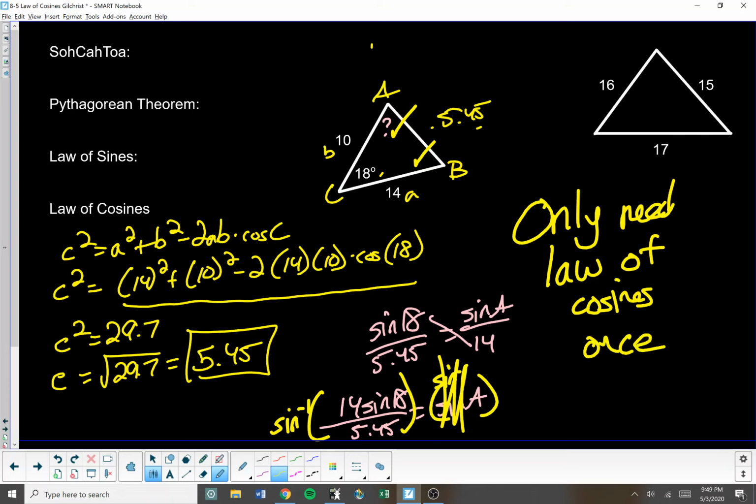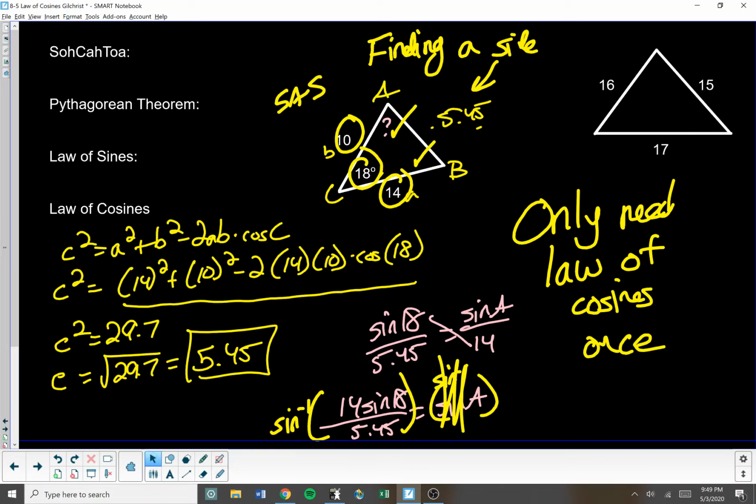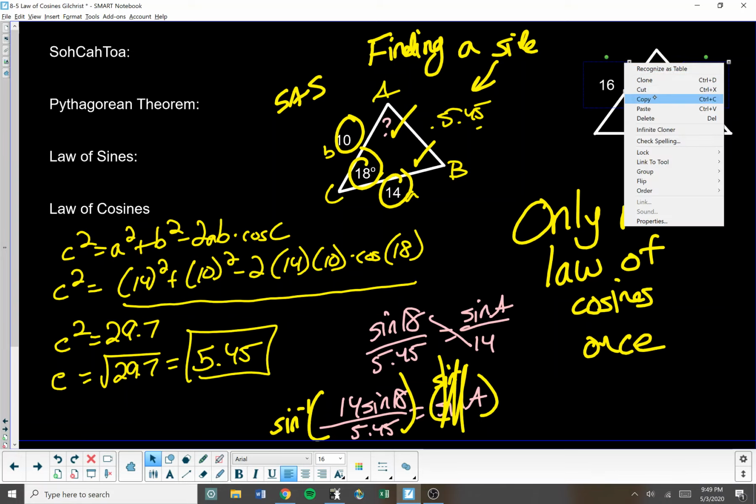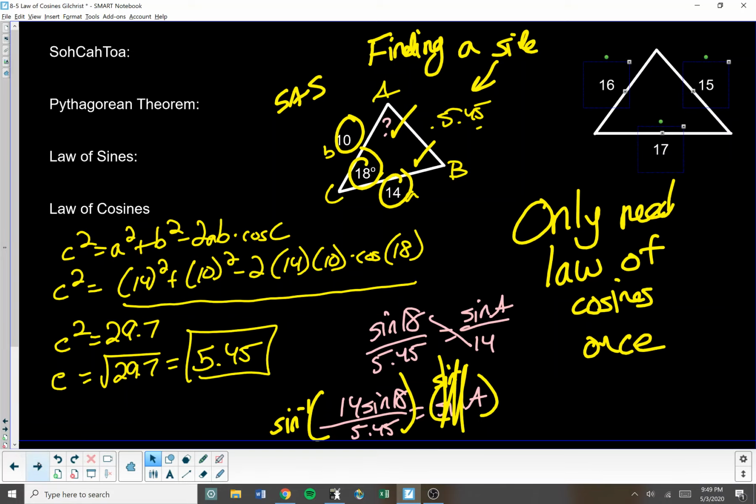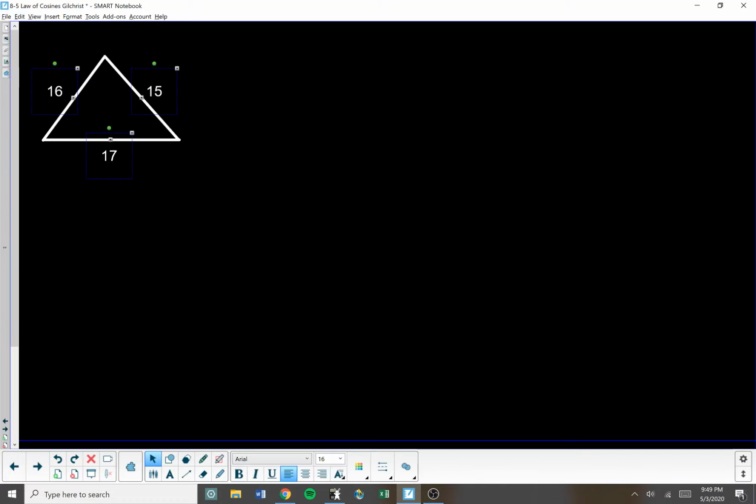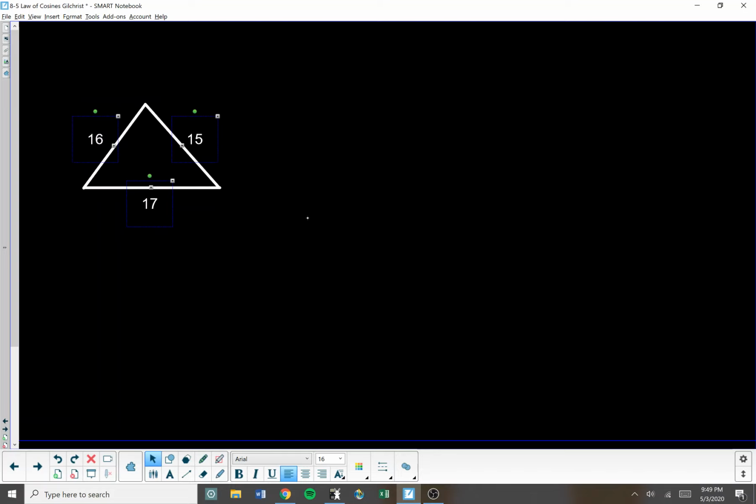Okay, this was us finding a side. And this is a side angle side triangle. We were given a side, an angle, and a side. I'm going to take this triangle here, which is a side, side, side triangle, and we're going to use it to find an angle. So let's find the angle, any angle of this side, side, side triangle.